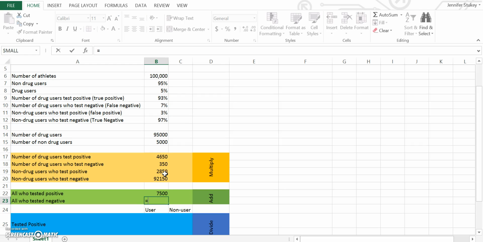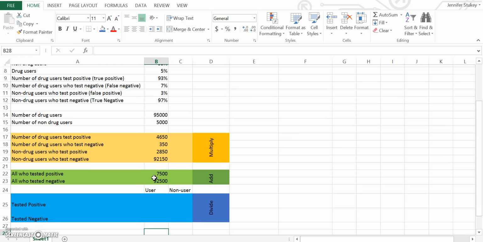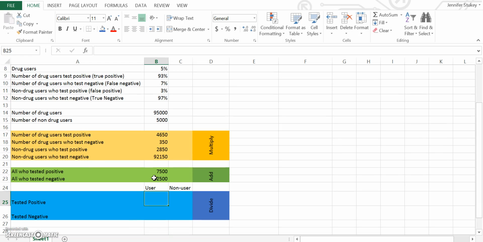And then next thing you're going to do is add to find out who all tested negative. So that is the number of drug users who tested negative plus the number of non-drug users who tested negative. All right, so we know that we had 7,500 who tested positive and 92,500 who tested negative. Now we are going to divide.